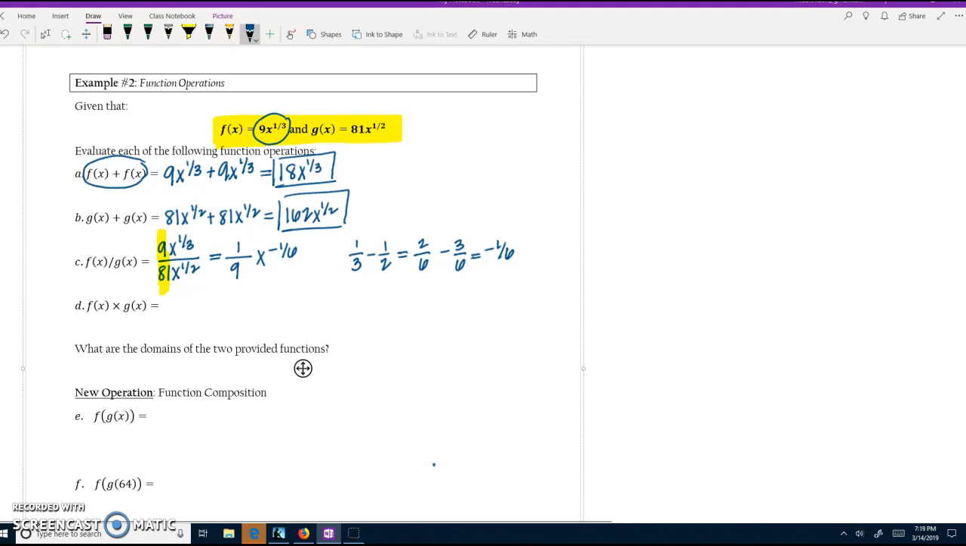And that negative here just tells me I need to move it down to the bottom. So I'll have 1/9 times x to the 1/6 power. So that is my division operation.